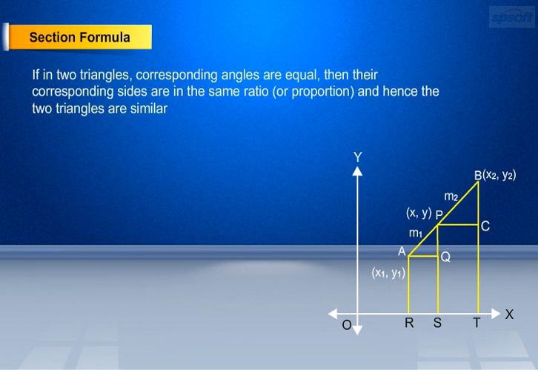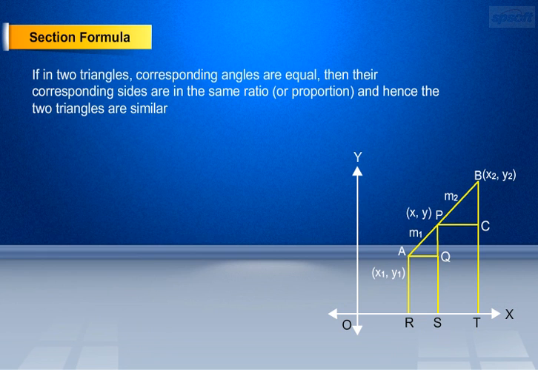If in two triangles, corresponding angles are equal, then their corresponding sides are in the same ratio, or proportion, and hence the two triangles are similar. Therefore, PA divided by PB equals AQ divided by PC equals PQ divided by BC. Call this equation 1. Here we need to find the AQ, PQ, PC, BC values.